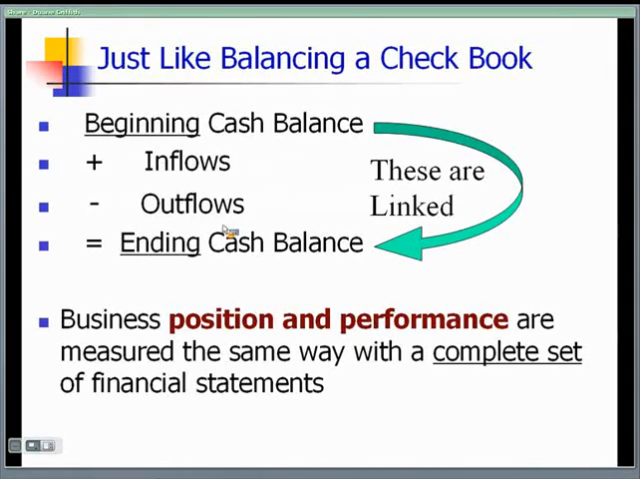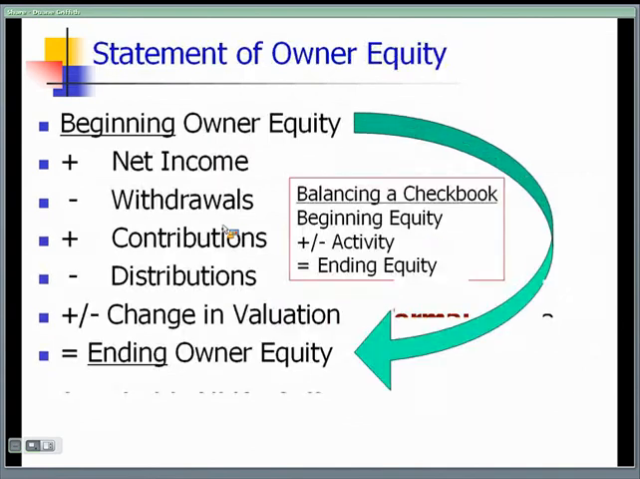If we just expand that concept from thinking about a month-to-month reconciliation of a cash balance, we can do that with the entire business. We can measure business position and performance with that complete set of financial statements and reconcile those statements. With the financial statements, we start with beginning owner equity. We have some activity in the middle, just like a checking account. We have net income produced by the business, owner withdrawals, contributions, distributions, and change in valuation. And we can tell then how we got from point A, beginning net worth, to point B, ending net worth, via all of that activity in the middle.